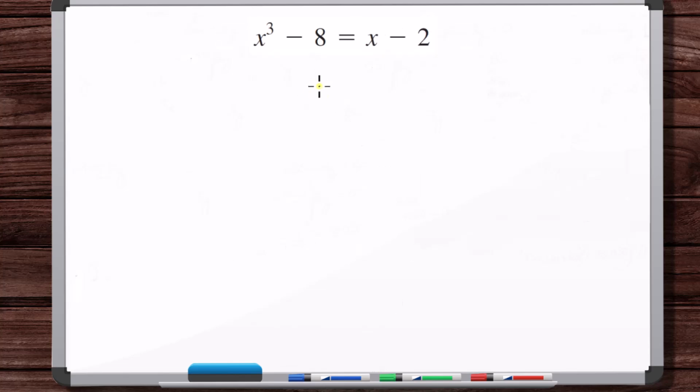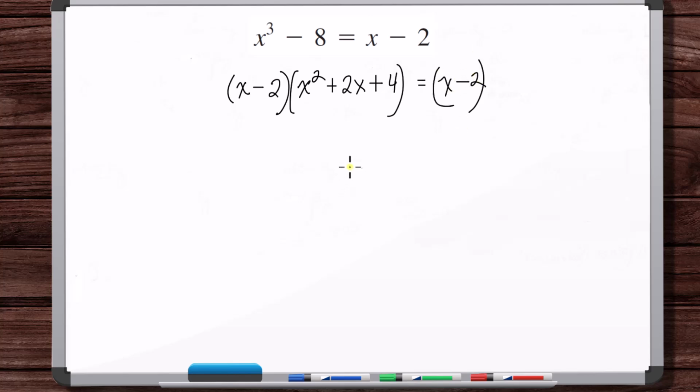Here, we can use a trick. So, okay, we have a difference of 2 cubes on the left. So that's x cubed minus 2 cubed, which we can write as x minus 2 times x squared plus 2x plus 4. Or no, this would be plus. Yeah. Is equal to x minus 2. We could put it in parentheses like that.